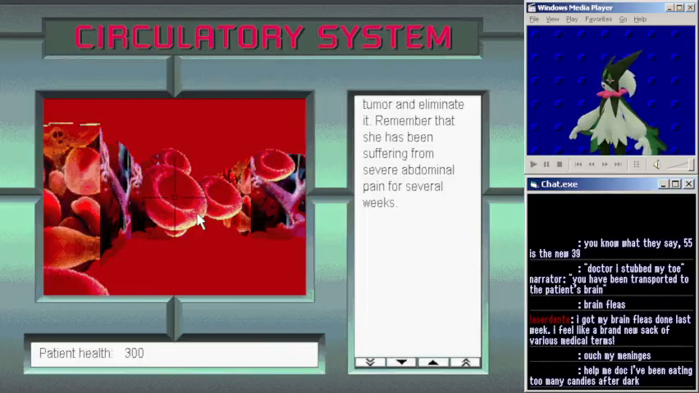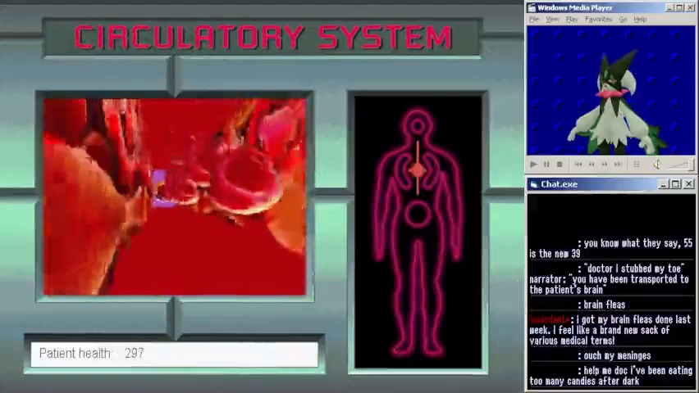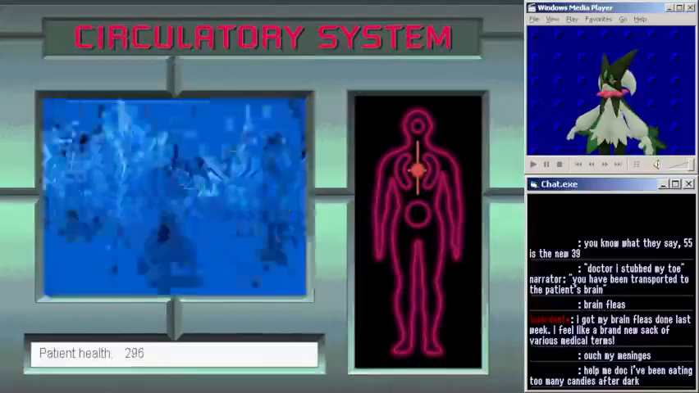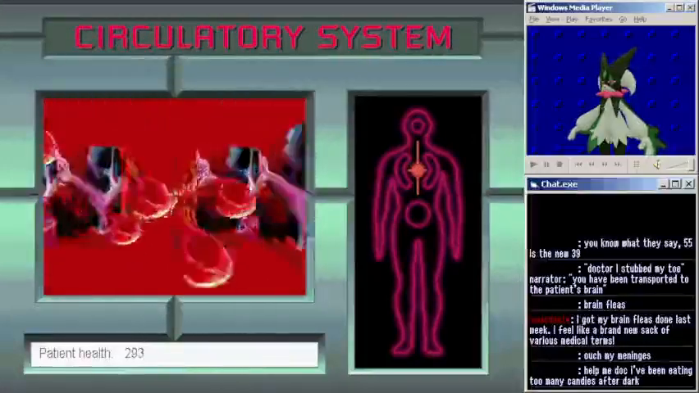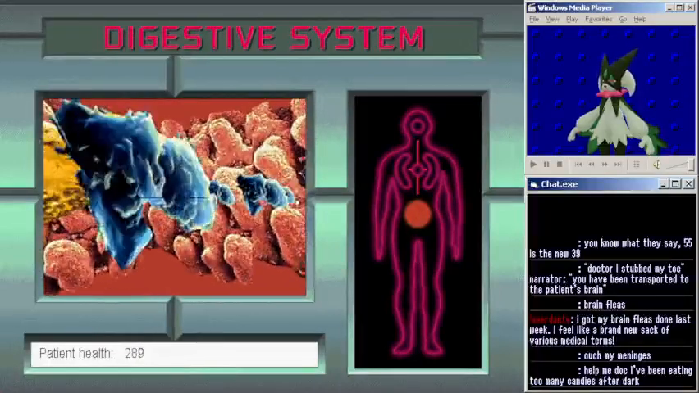Don't feed them after midnight. Yeah, don't feed the patients after midnight. So, abdominal pain. So, stomach tumor. Nope, lung. Brain. Stomach. Here we go.